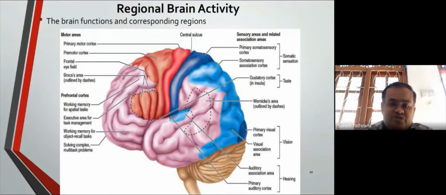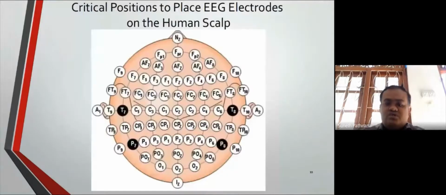So why do we need to understand this regional brain activity? Because we need to place the electrodes. There are specific positions on the scalp of the human head, on the skin of the head, where you can position these electrodes. Electrodes means the sensors.